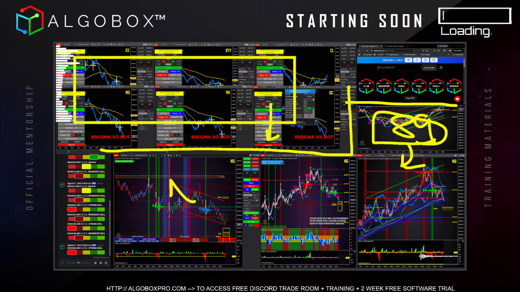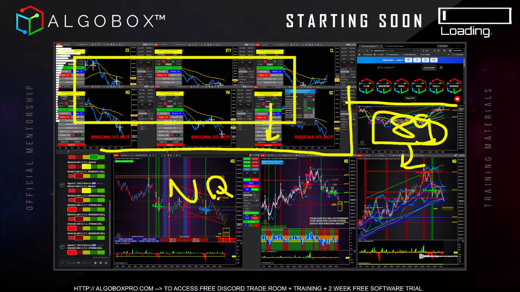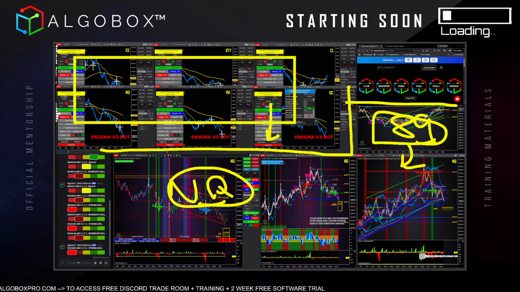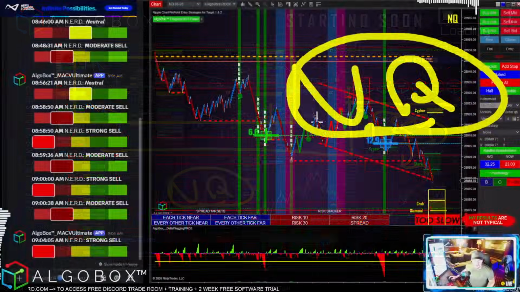Down here I'll be trading on the NASDAQ. It's one of the fastest moving correlated instruments there in general. Lots of traders trade off of the NQ, and I am the same.